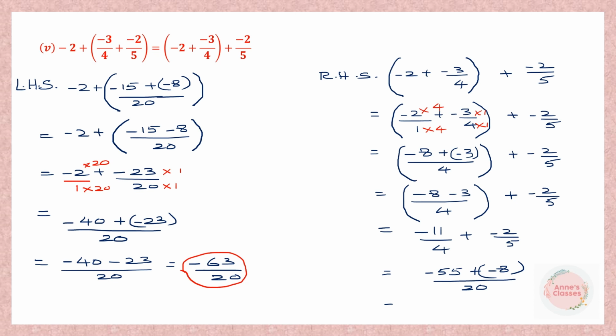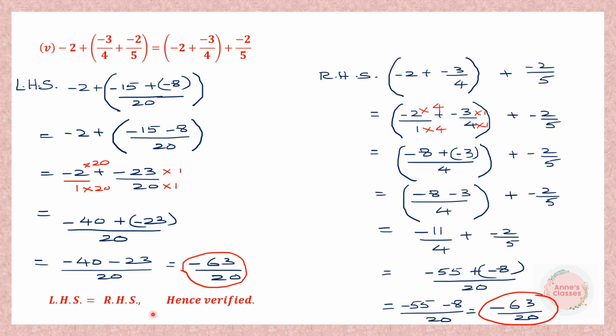So now what do we have? We have minus 55 minus 8 by 20. Signs are the same. Put the same sign and add 55 plus 8, which is 63. And then the denominator is 20. The answer on the right hand side is minus 63 by 20. And the answer on the left hand side is also minus 63 by 20. That means left hand side is equal to the right hand side. And hence this is also verified.